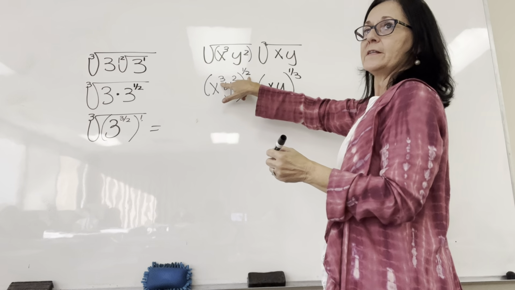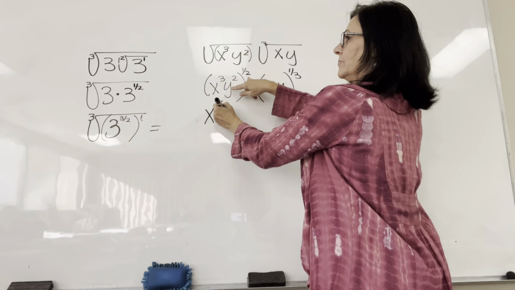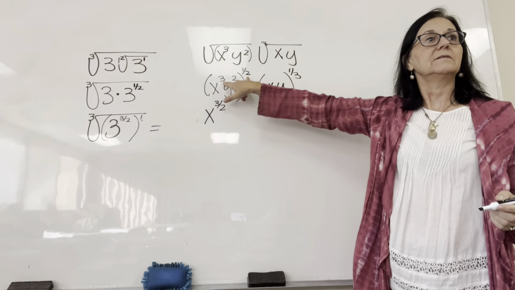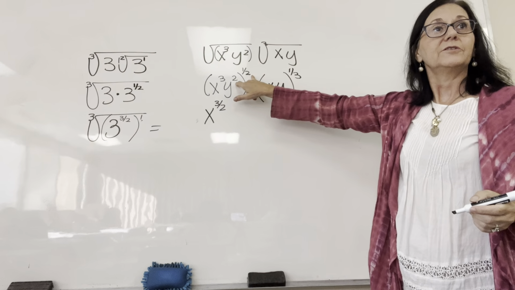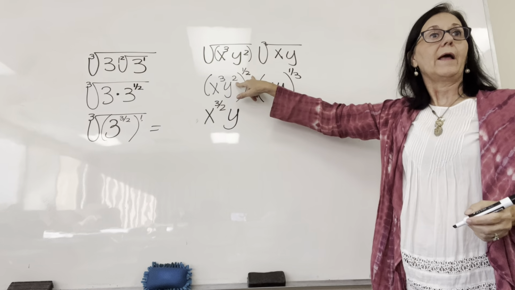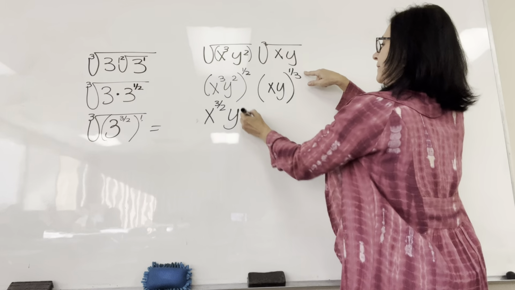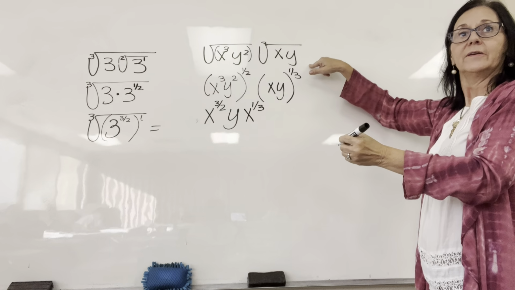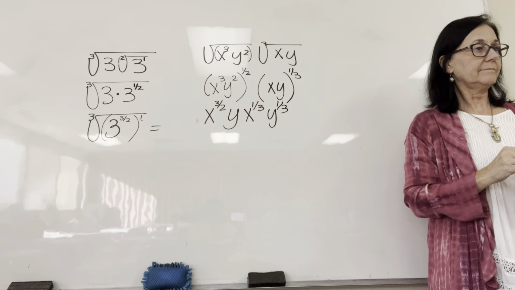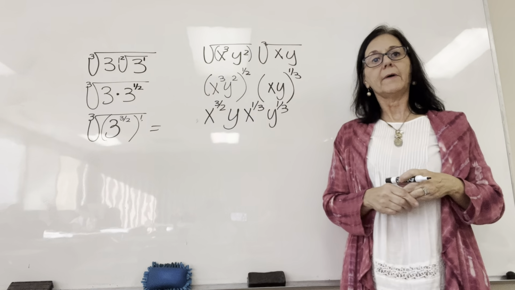A power raised to a power we multiply. All right, so x cubed raised to the 1/2 is x to the, because you multiply, what's 3 times 1/2? It's 3 halves. All right, y squared to the 1/2, it's just y. 2 over 2 is 1. x to the 1/3, y to the 1/3. Am I done? No. Why? I can combine like terms. Why can I combine these like variables?